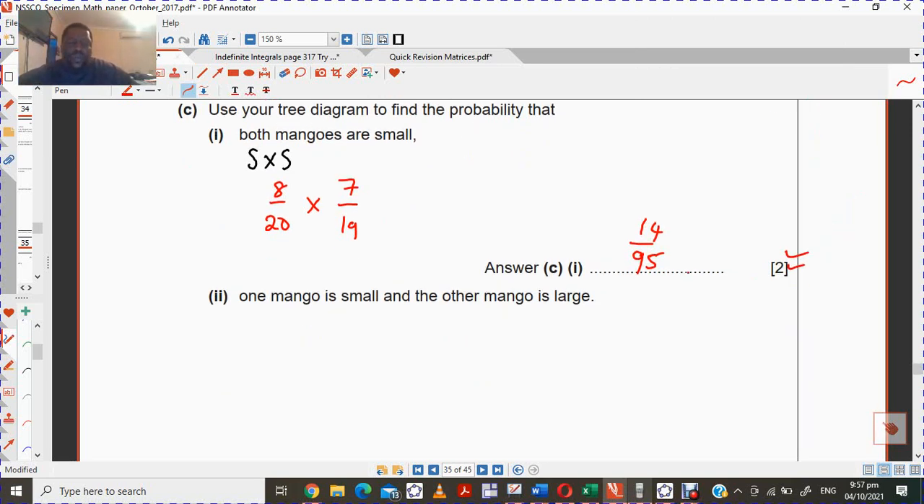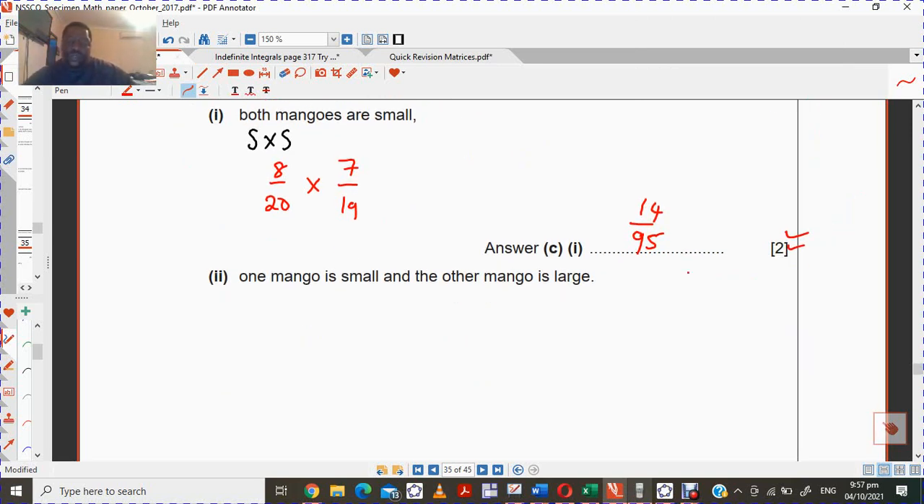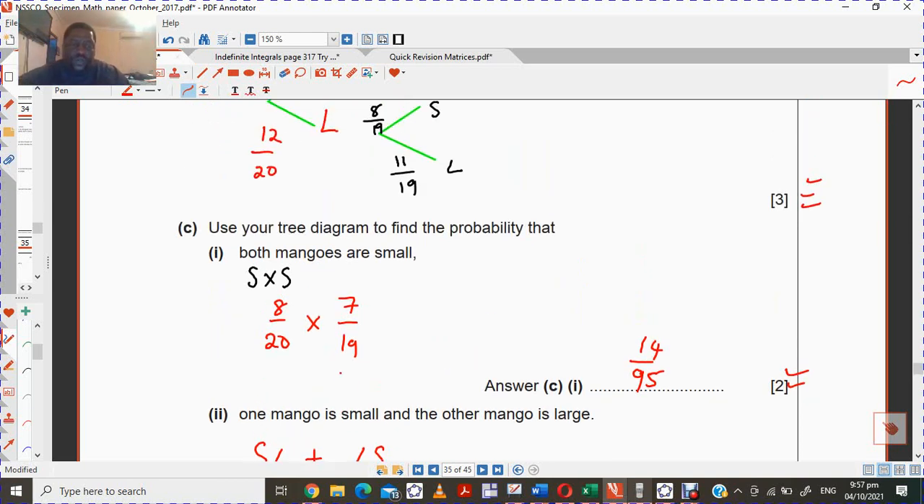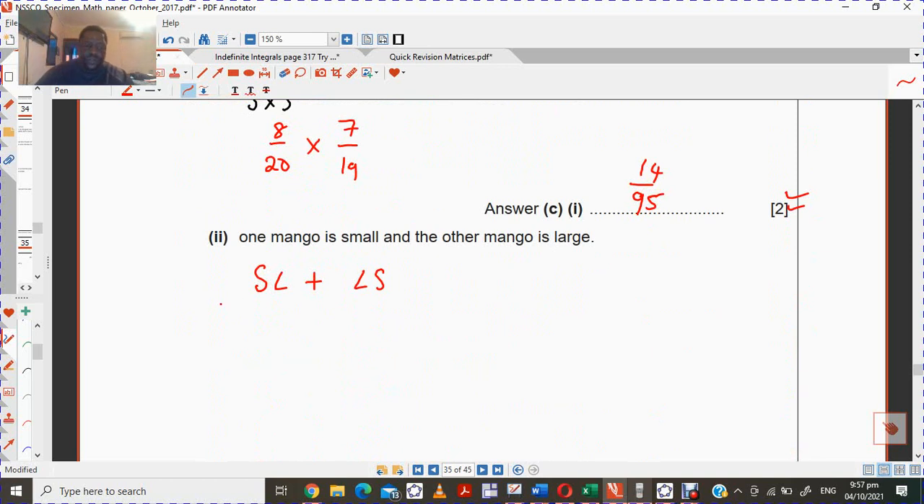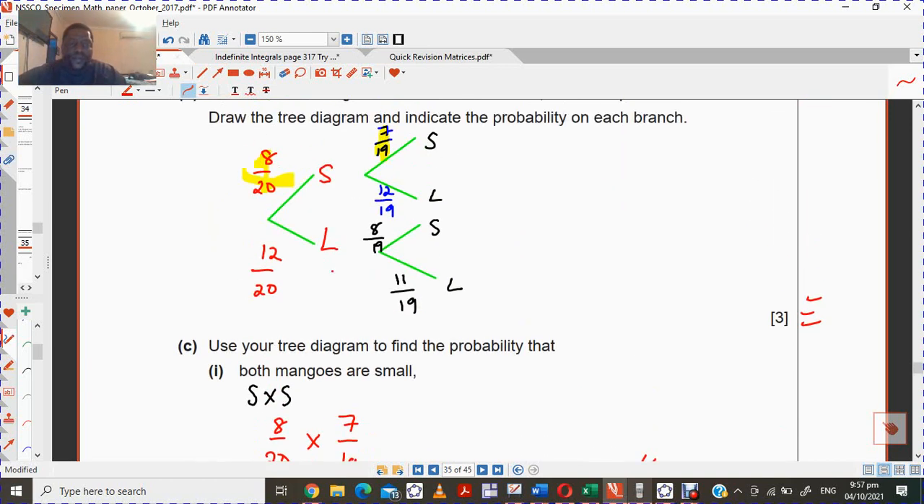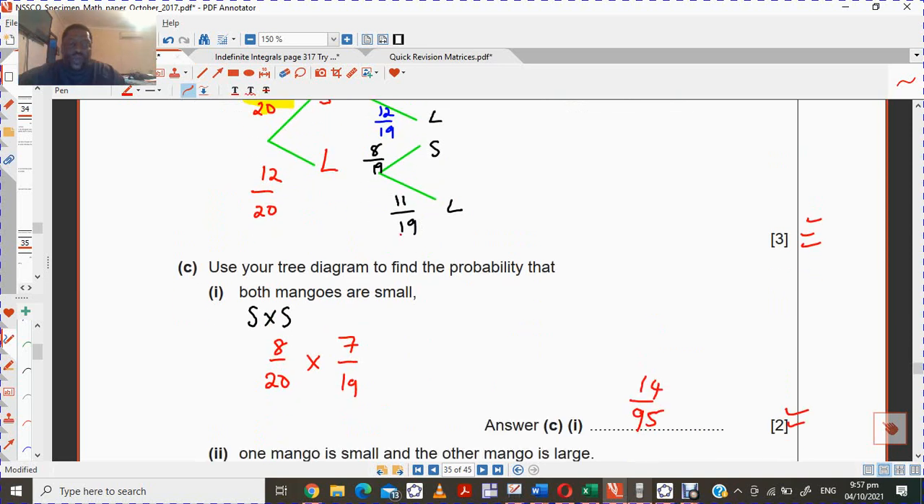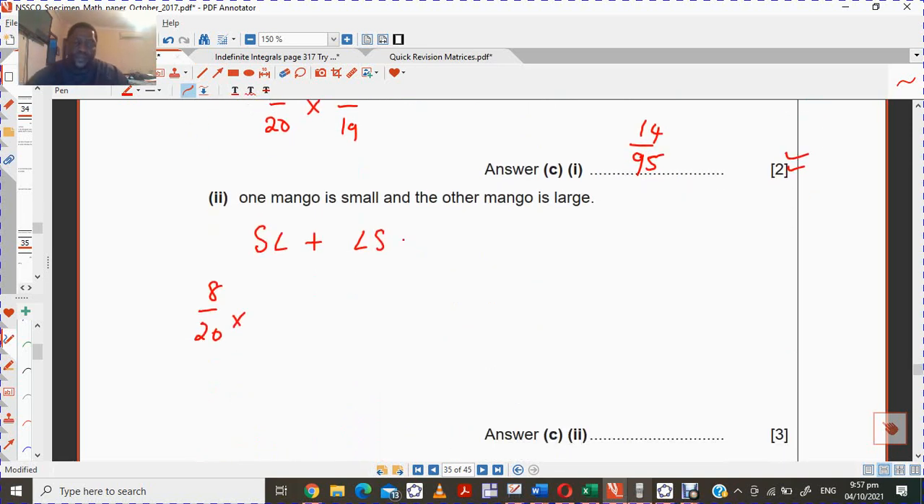Now they're saying one mango is small and the other one is large. So we have small and large plus large and small. Okay, so let's look at that combination. Small is 8 over 20. So we have 8 over 20 times, what is the large one there? Large is 12 over 19. Okay, times 12 over 19.